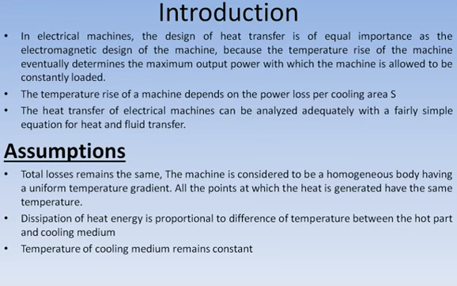Based on the temperature rise in electrical machine, the continuous rating of the machine is determined. What do you mean by a continuous rating of a machine? It is the maximum constant power at which the machine can run continuously without having a temperature rise above the permissible limits. If the temperature rise goes above the permissible limits, definitely it will affect the insulation and all inside the machine.